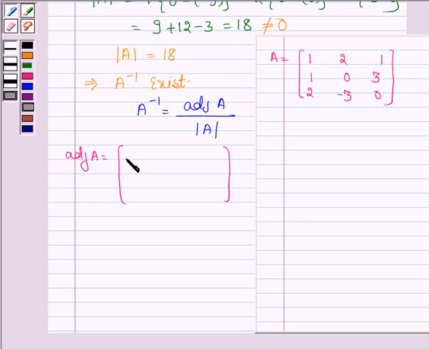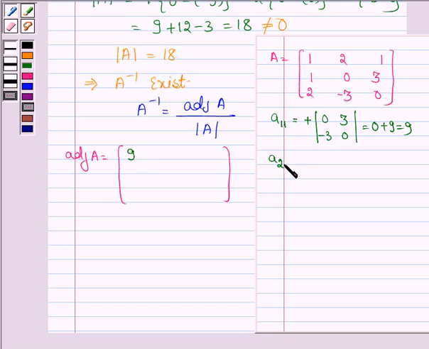So here we shall write the cofactor of A11, which is given by plus the remaining, after leaving the first row and the first column, we are left with the remaining these four elements, which is the cofactor of A11. And this gives 0 plus 9, which is equal to 9. So writing 9 in the place of A11.